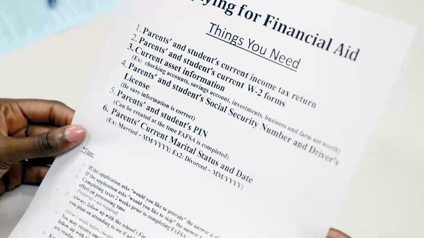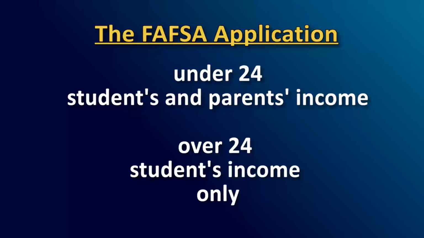The FAFSA application requires income information from the previous calendar year and household and asset information for the current calendar year. If you are under 24, you are usually considered a dependent student, and both your income and your parents' income are required on the FAFSA. If you are over 24, you are considered an independent student, and only your income must be submitted.